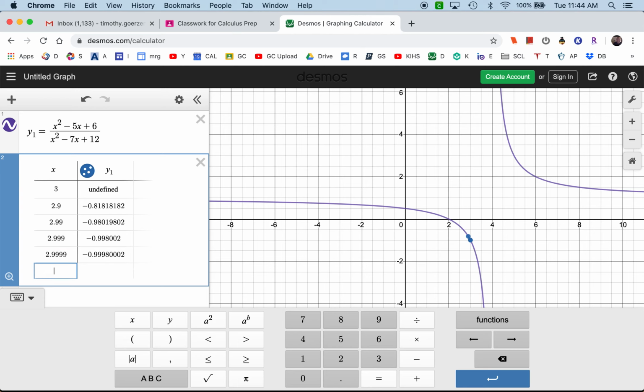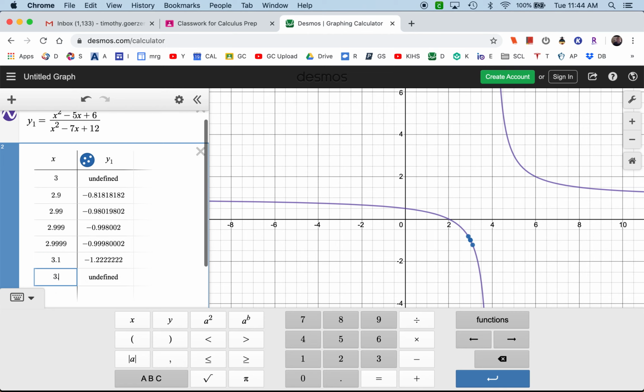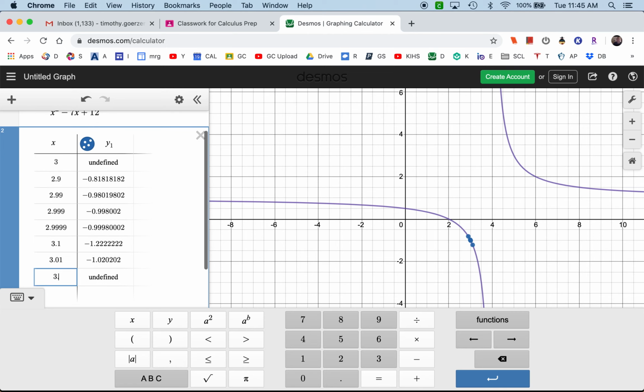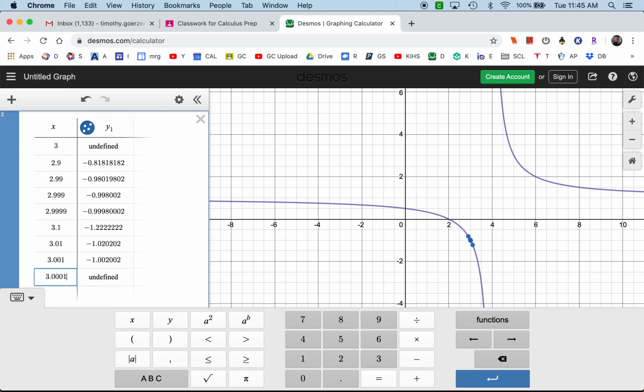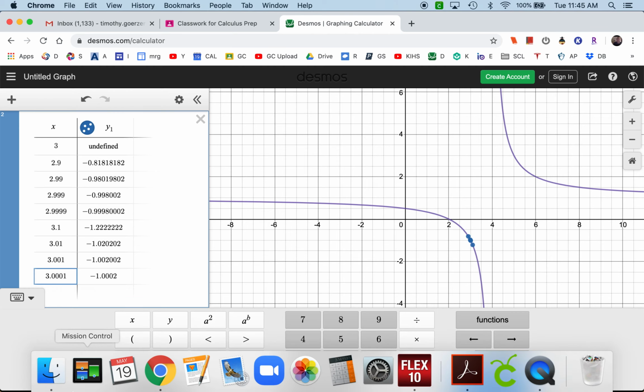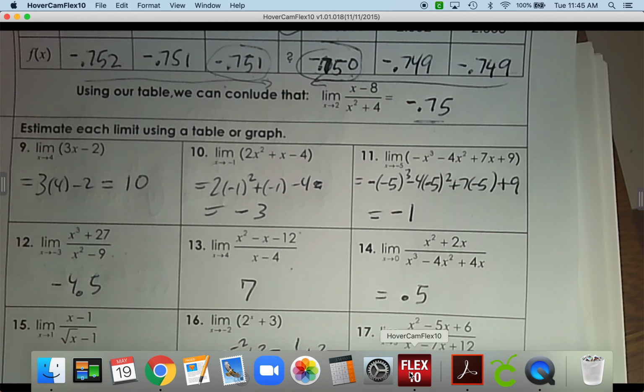-1. But I've got to try the other side as well. So 3.1, 3.01, 3.001, 3.0001. What is it also getting closer to on the right side? Both. If you round it, the answer is the same, which is -1. So the answer of what the limit is, is -1.